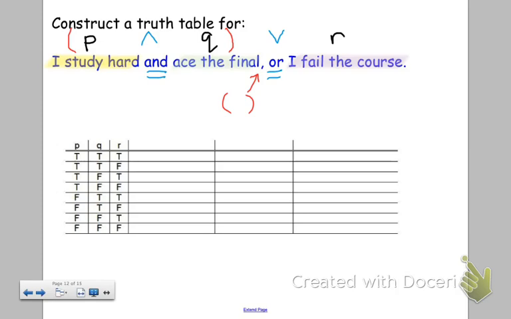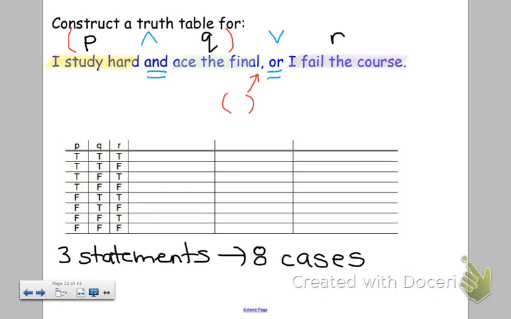So we're used to seeing typically a P and a Q, which just has 4 cases. When we have a P, a Q, and an R, 3 statements is going to give me 8 cases. Anytime we have 3 statements, these truth tables definitely get a bit longer. Those 8 cases are going to be the same 8 cases every time, just like when you had 2 statements, we had the same 4 cases every time.